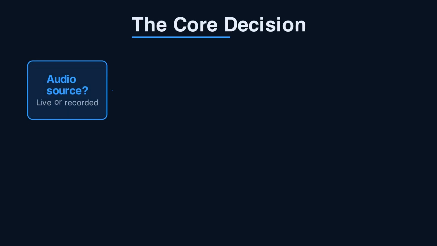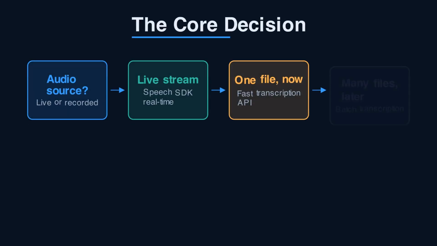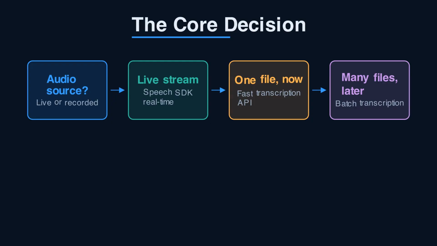Start with one question: is the audio arriving live, or do you already have a file? If audio streams in from a microphone or a call in progress, you want real-time recognition over the Speech SDK, which holds a WebSocket open and returns partial results as the person speaks. If you have recorded files, you have 2 choices. The fast transcription API gives you a synchronous result in seconds for a single file, ideal for an interactive request. Batch transcription is asynchronous, reads many files from blob storage, and is built for thousands of recordings where you don't need an immediate answer.